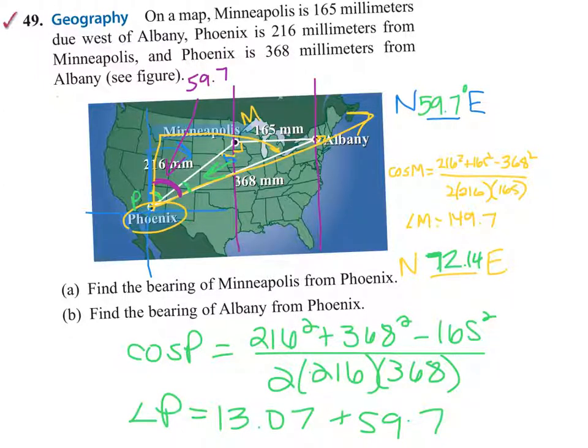How do you know that the vertical line down from the point of Minneapolis and the line from Minneapolis to Albany form a 90 degree angle? Just because it says Albany and Minneapolis are due west, and due west means that it's a flat horizontal line. Okay. So anything that says due west or due east is going to be a horizontal line. Anything that's due north or due south means it's a straight vertical line.